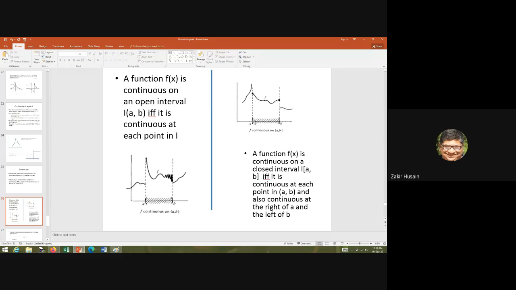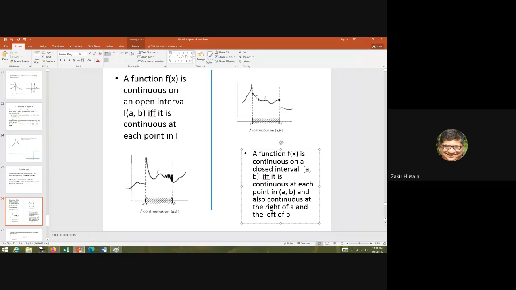If it is a closed interval, the function f(x) is said to be continuous if it is continuous at all points within the interval. It is also continuous to the right of a. Sorry, it will be just the opposite. It's also continuous. No, sorry. Yeah. It is continuous to the right of a. So this is the right of a. It is also continuous to the left of b.